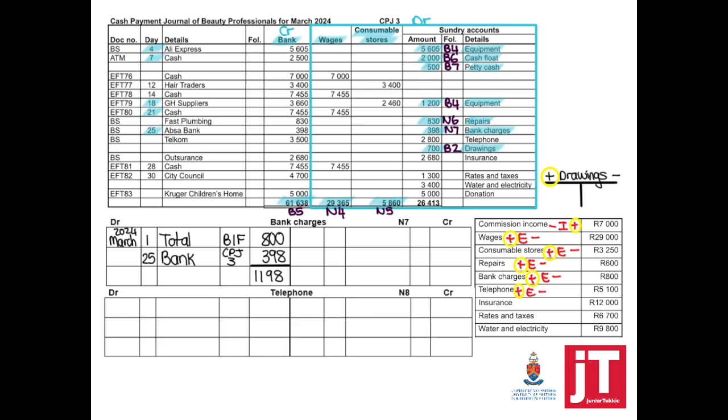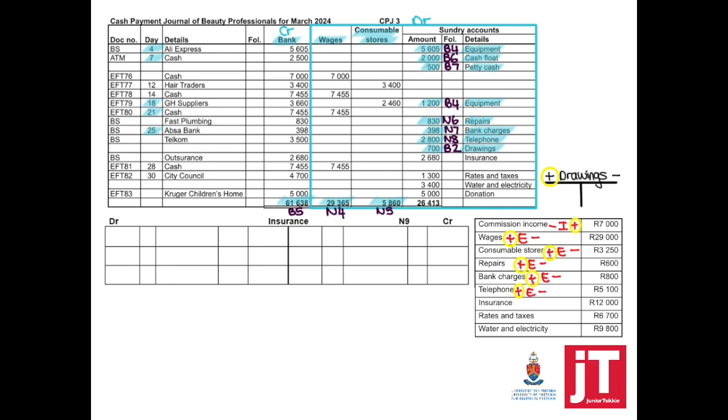Telephone is regarded as an expense. Total brought forward will appear on the debit side, 5,100. Step number 2, posting from the cash payment journal on the debit side on the day of the transaction, which is on the 25th. We're going to have details, bank, folio, CPJ, amount 2,800. End of the month, which is the last step, close off the account by totaling it, the total 7,900.